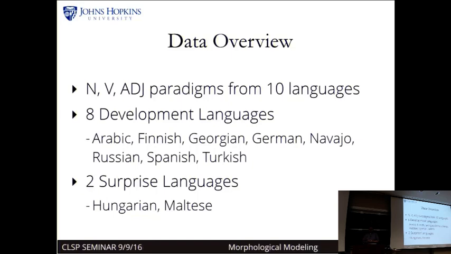So before I talk about the results, which are actually interesting, I want to just briefly mention a little bit about the data. So again, we used paradigms from 10 languages, 9 of which came from Wiktionary. These were Arabic, Finnish, Georgian, German, Navajo, Russian, Spanish, Turkish, and Hungarian. The one that didn't come from Wiktionary was Maltese. That came from another source, the Gabra Open Lexicon.